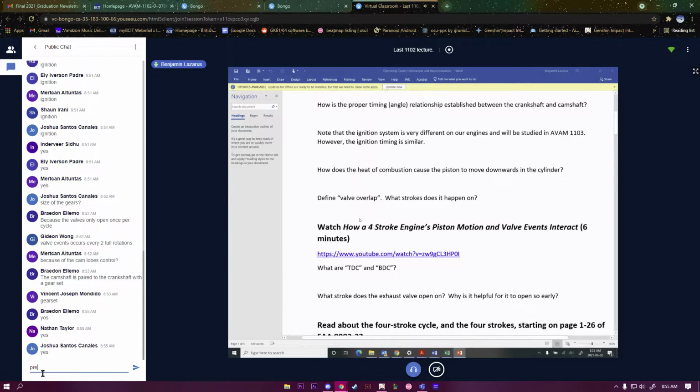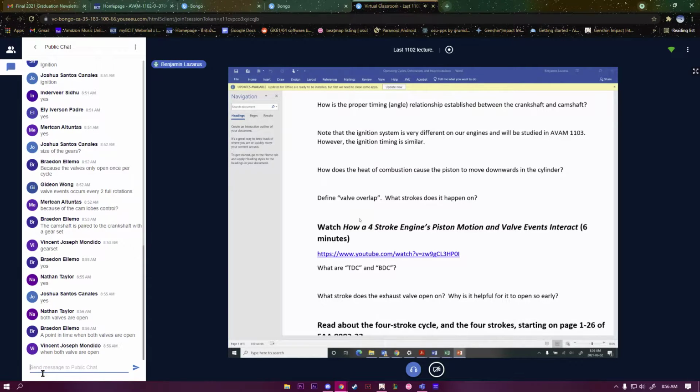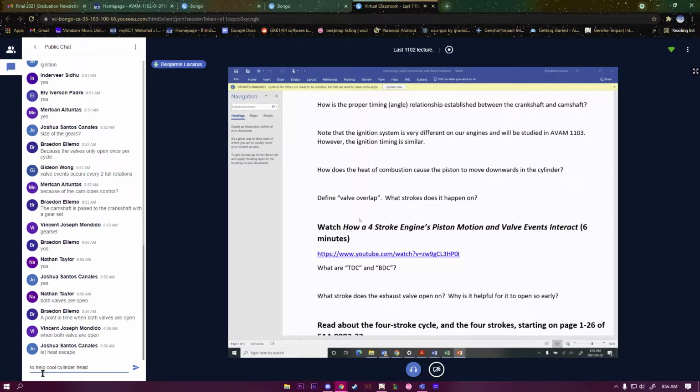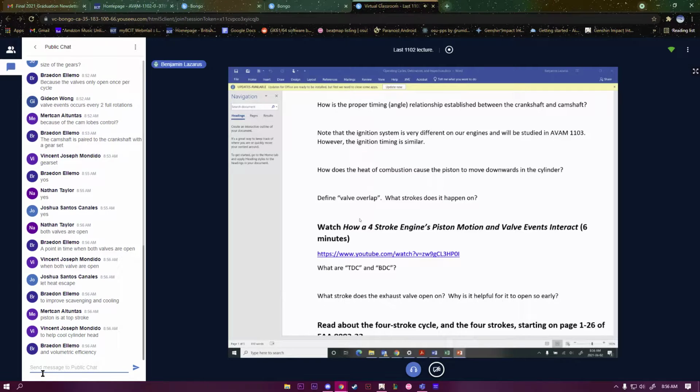What's valve overlap? Both valves are open. Why are both valves open? What are the advantages? To include improve scavenging and cooling, yeah. Help cool the cylinder head, yes. So what happens is all the exhaust gas is rushing out, and the engineers and designers have figured out that we can cheat a little bit.